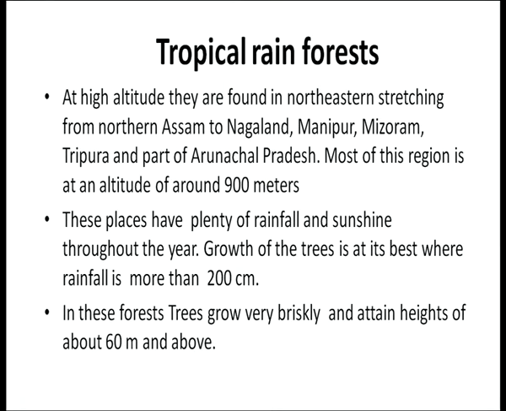At high altitude, they are found in the northeastern stretches from northern Assam to Nagaland, Manipur, Mizoram, Tripura, and part of Arunachal Pradesh. Most of this region is at an altitude of about 900 meters. These places have plenty of rainfall and sunshine throughout the year. The growth of the trees is at its best when rainfall is nearly 200 centimeters. In these forests, the trees grow very briskly and attain a height of 60 meters and above.